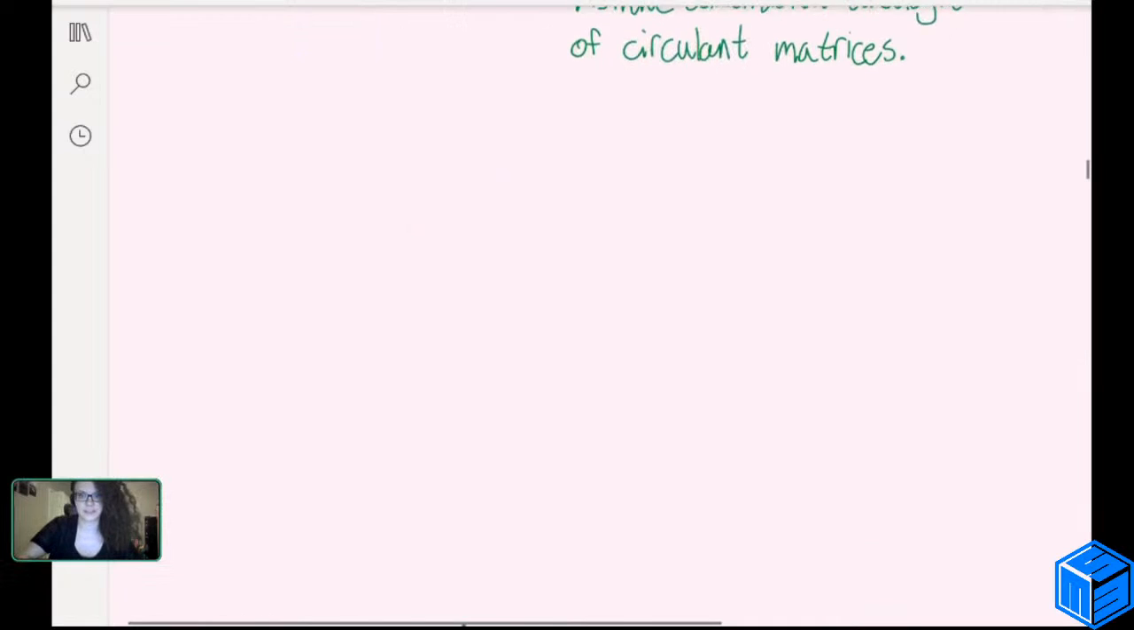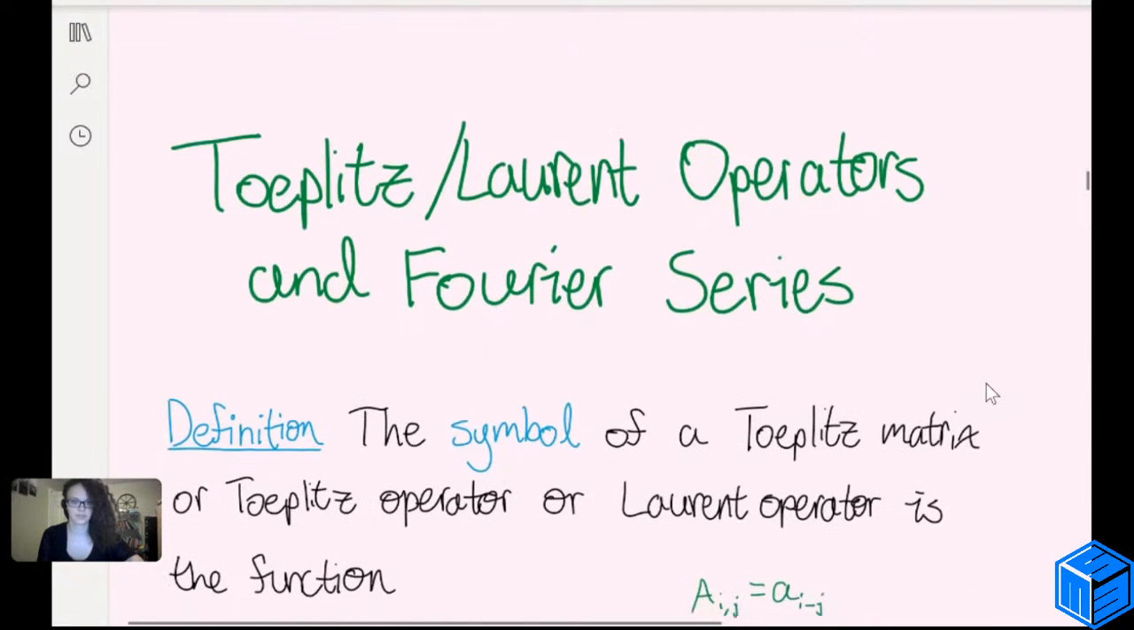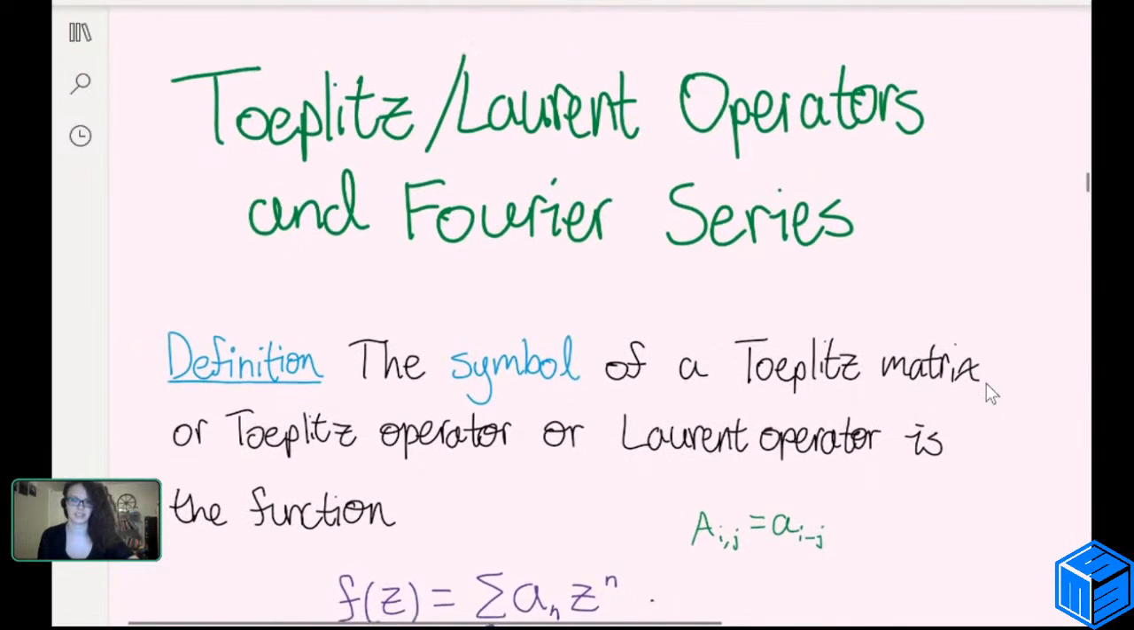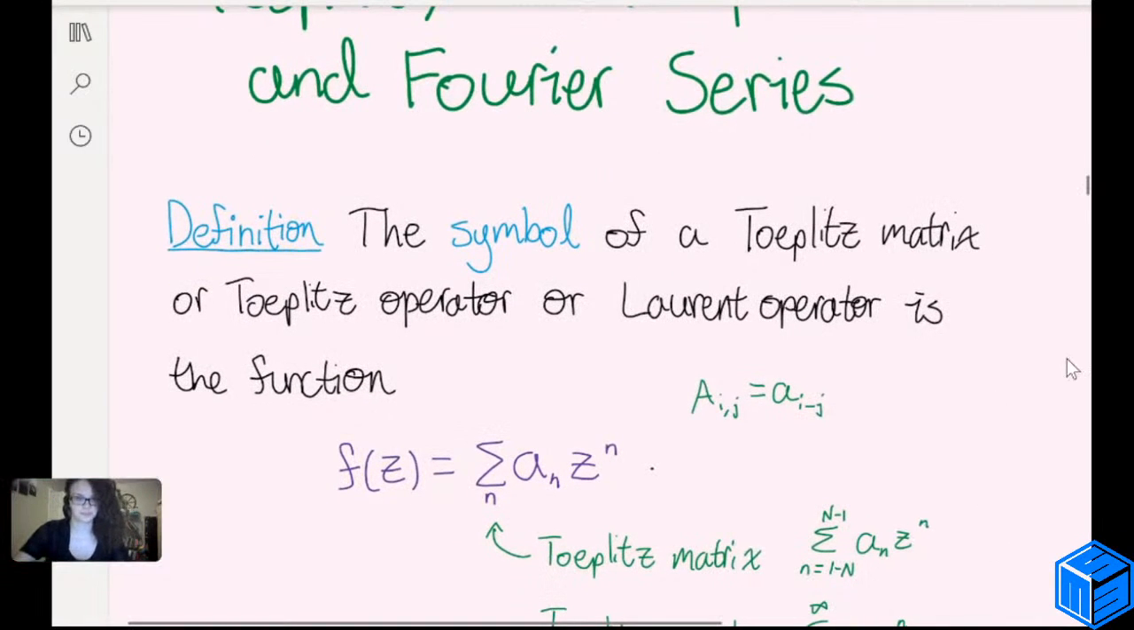Okay, so we've got our definitions now that we need. And we can move on to how Toeplitz and Laurent operators are related to Fourier series. So first, we need one more definition, which is the symbol of a Toeplitz matrix or operator, or Laurent operator. And it is defined by this function f of z. So we're summing over n, and we've got a z to the n. And z is a complex number, and remember, these a_n are just our matrix entries, where n is equal to the row minus the column.